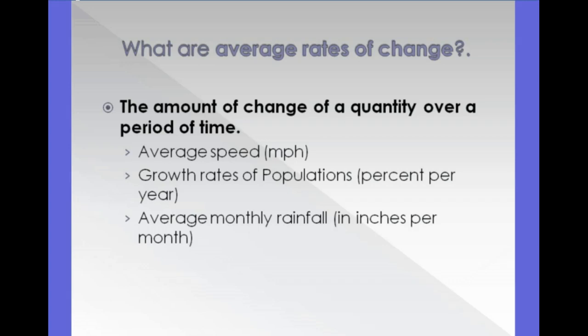Percent per year. Average monthly rainfall in inches per month. Miles per hour. These are those "per" problems, where you get the amount of change of a quantity over a period of time.